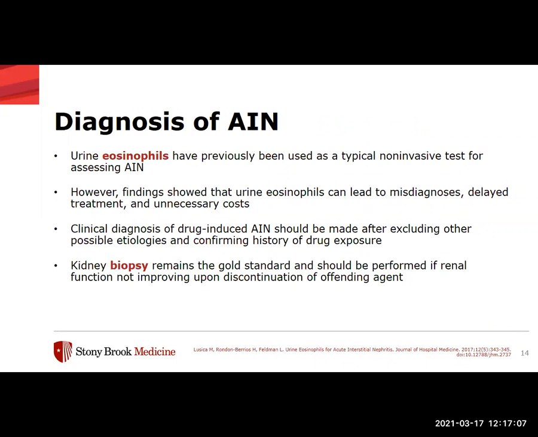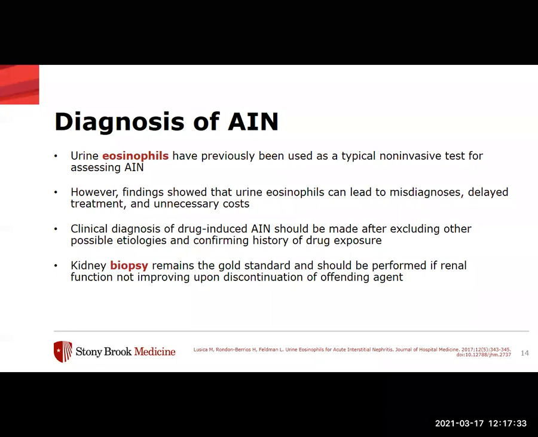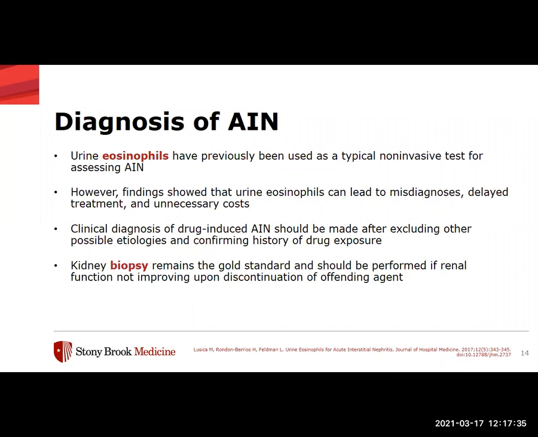So how do we identify a patient with acute interstitial nephritis? Previously, small studies assisted in making urine eosinophils the go-to non-invasive test for assessing acute interstitial nephritis. And these studies had significant diagnostic value, but their sample sizes were small and diagnosis was not confirmed with biopsy. Eventually, more recent findings showed that urine eosinophils can lead to misdiagnoses, as they can also be produced by other renal or urinary tract abnormalities, such as urinary tract infections, acute tubular necrosis, and glomerulonephritis.